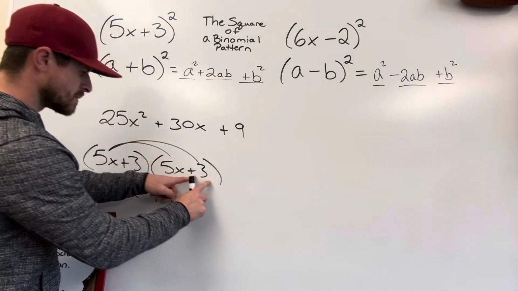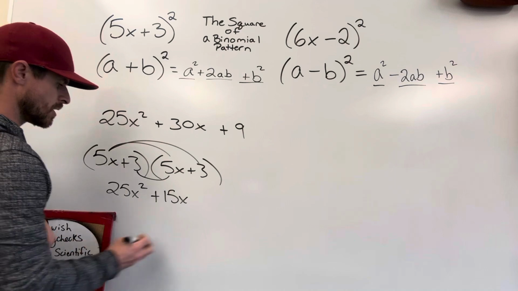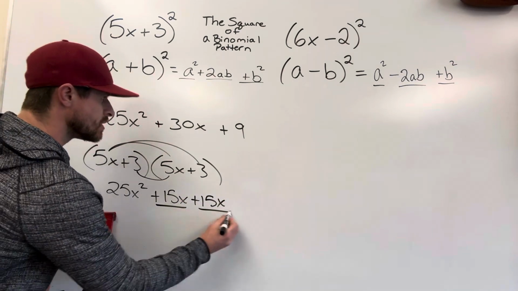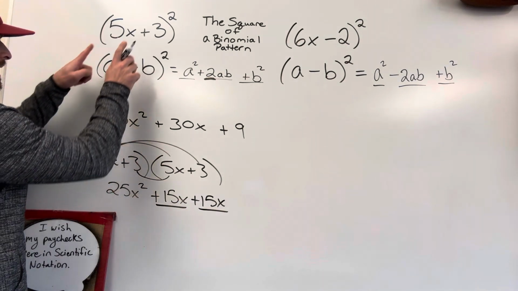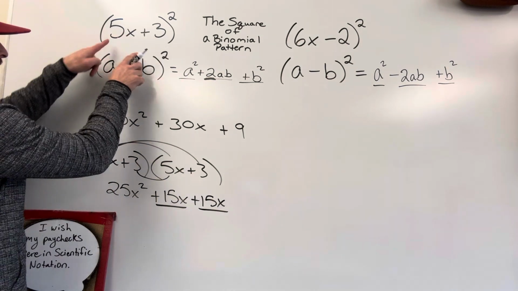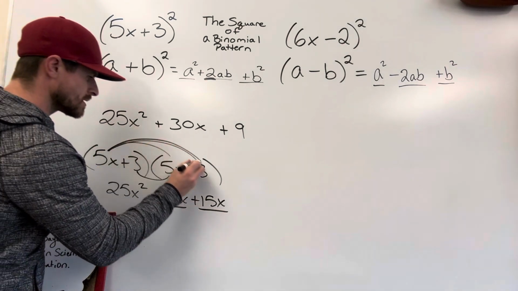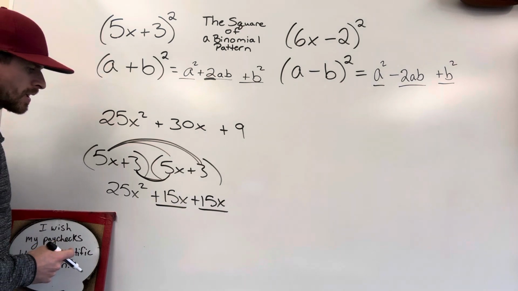This 5x times this 3, and this 3 times this 5x, two separate terms, but look at how many of the same result you get, 1 and 2. That's why we're doubling it. We're just taking a times b, remember, a times b, and we have to double it because that's going to happen when we do our outside terms, and it's going to also occur when we get our inside terms products.